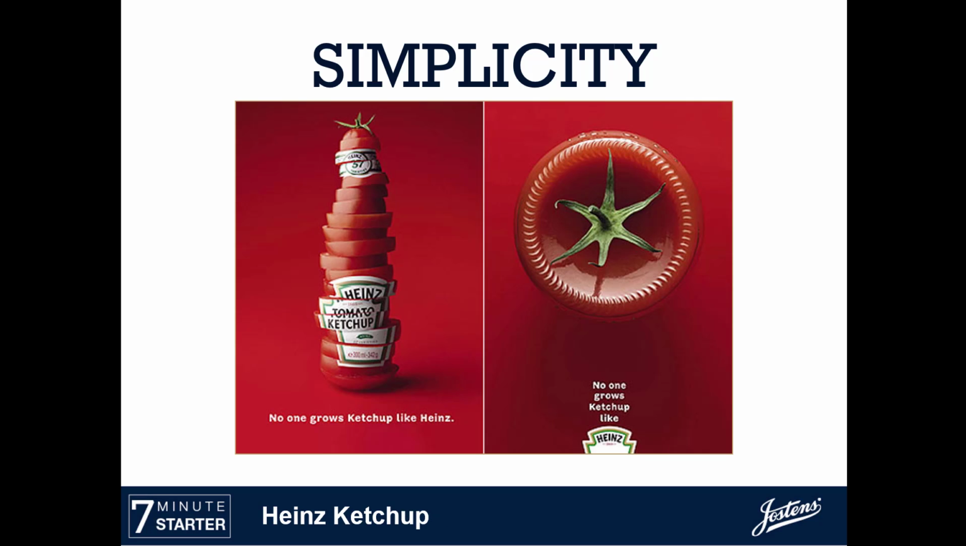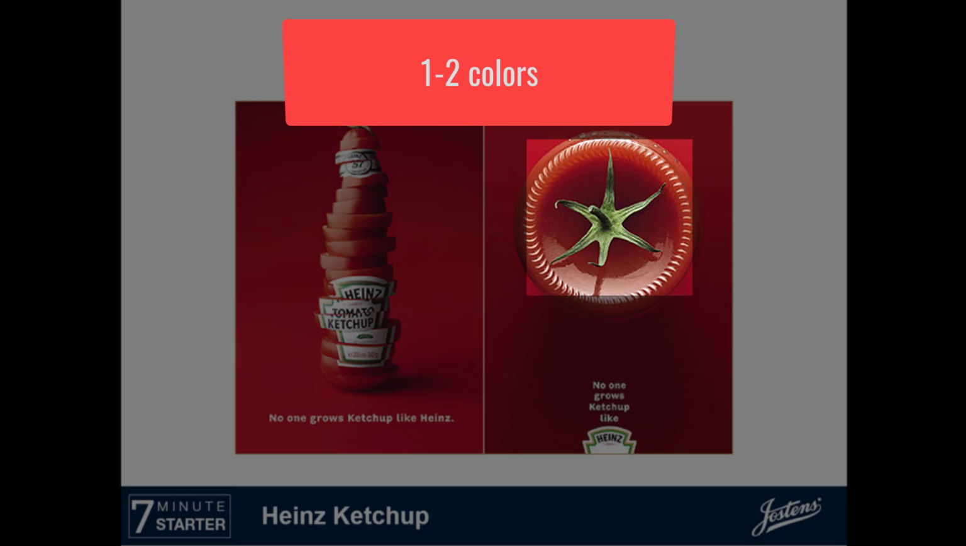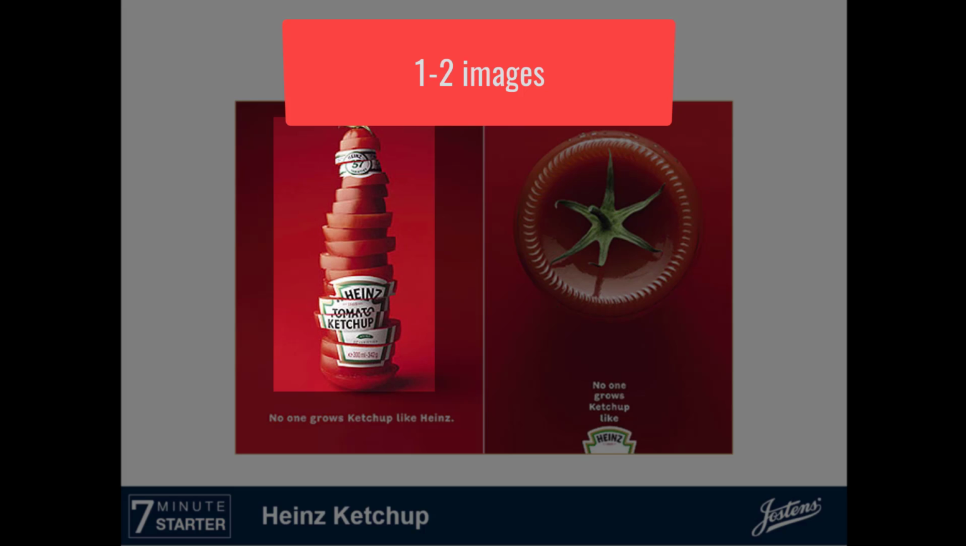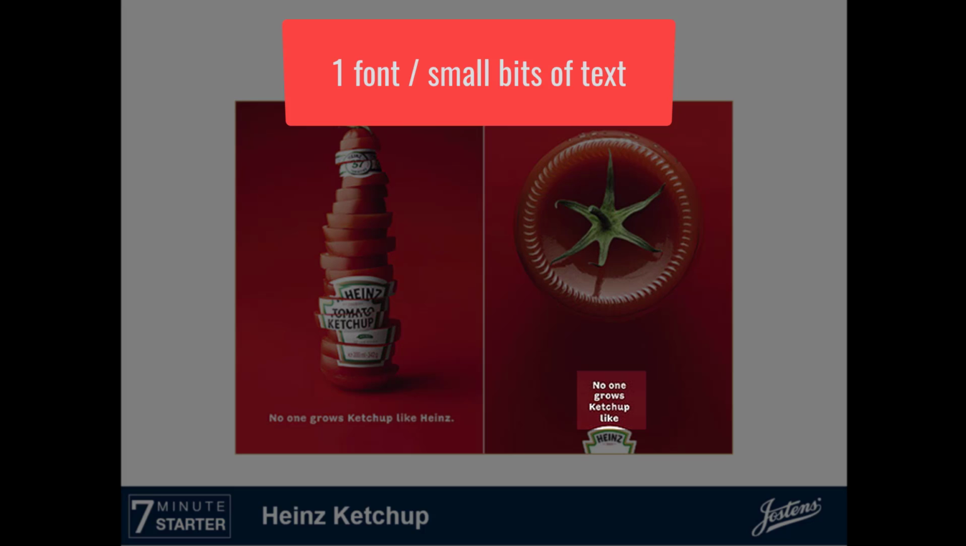Here's another awesome example from Heinz Ketchup. Again, very simple. We've really just got the red, the green, and the white font. There's one main image that my eye is automatically drawn to, and then we've really just got simple, short and sweet text, and it's one single font that's repeated on the image.